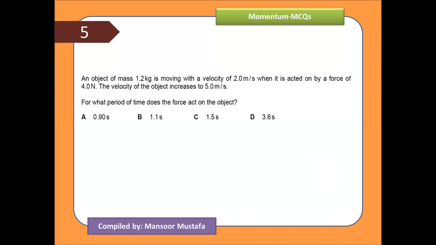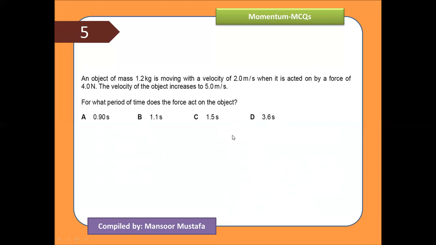Now next question, a ball of mass 1.2 kilogram is moving with a velocity of 2 meters per second. When it is acted upon by a force of 4 Newton, the velocity of the object increases to 5 meter per second. Now you have to calculate the time duration during which this change of momentum is occurring. You have to tell that time duration.